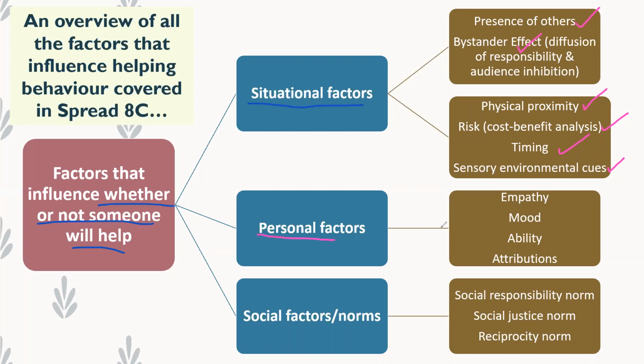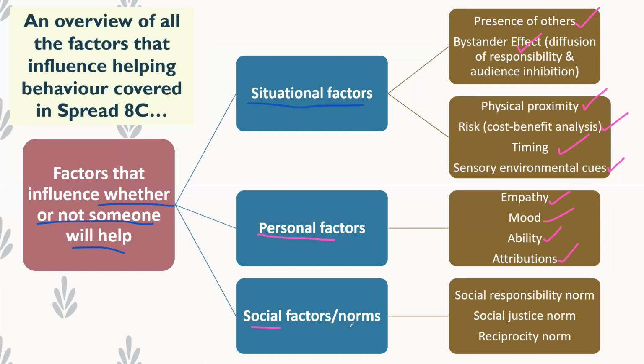Personal factors refer to your individual differences that cause some people to help rather than other people. So your level of empathy towards others, the mood that you're in. We know that not everyone is in the same mood at the same time. That can influence whether you help someone. Your physical ability. Some people are tall, some people are short, some people are strong, some people are weak, okay? So that physical capacity you have can also influence your ability to help. Attributions as well, which we've looked at in chapter 7, plays a role there.